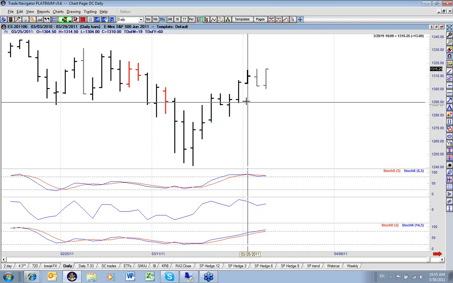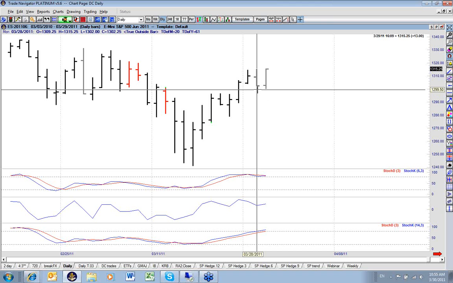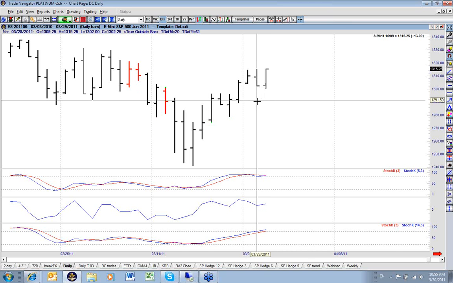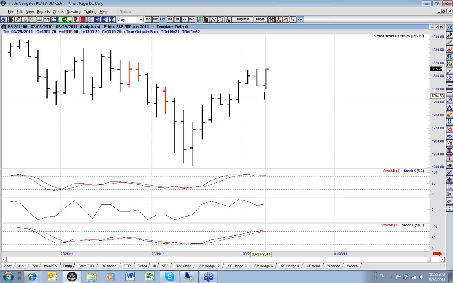So we had here a little sell signal for Monday. It was a reversal bar, so we were very aggressive. We got out at the close. We made about 2 or 3 points. That was all. If you continued to hold that trade, look what happened. It went down and it turned around and it gave you an outside bar.